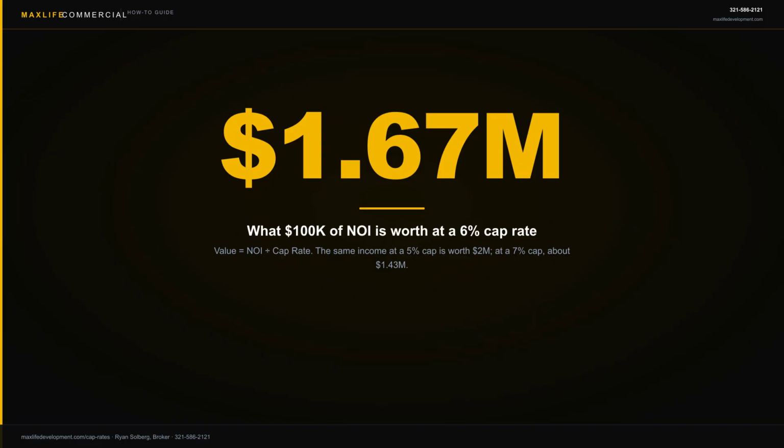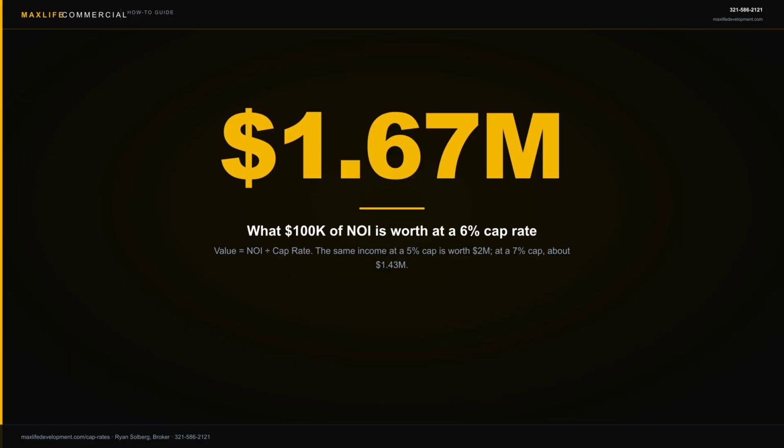Let's put the two side by side, because confusing them is the costliest beginner mistake. On the left, the cap rate. It is unlevered, it ignores your loan, it is net operating income divided by price, and it is the same for every buyer looking at that deal. On the right, cash on cash. It is levered, it counts your loan, it is your cash flow divided by the cash you actually put in, and it changes with your financing.